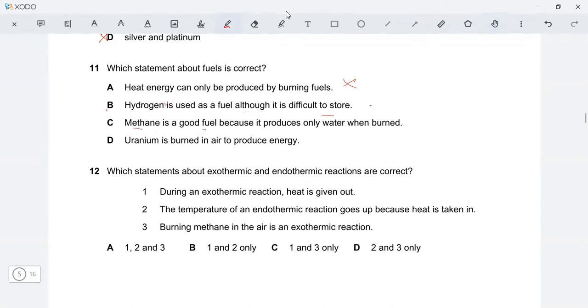Methane is a good fuel because it produces only water. Methane actually produces water also. When you burn it in the presence of oxygen, it produces water as well as carbon dioxide gas. They mention only water, so that's not the correct statement. Uranium is burnt in air to produce energy. Uranium is a radioactive element, so we don't burn it in air. So that option is wrong. So obviously option B will be the right answer.